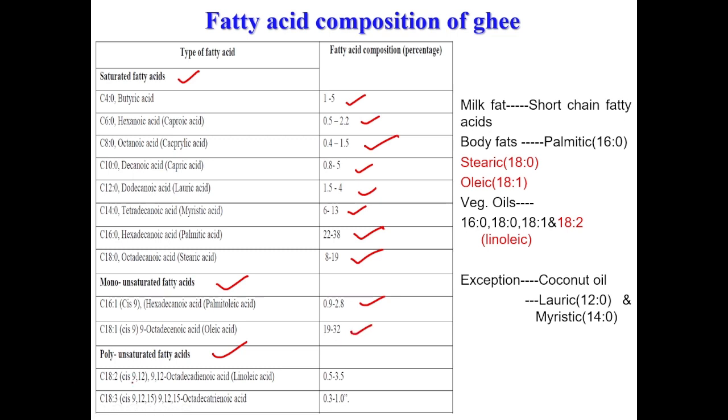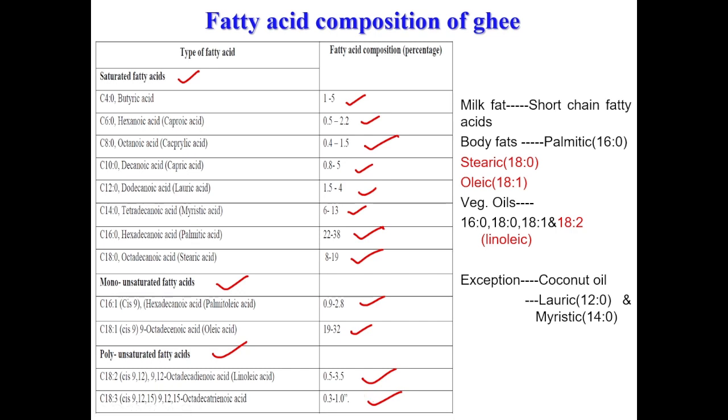Now if you see PUFA, linoleic acid ranges from 0.5 to 3.5, and then C18:3, that is 9, 12, 15 octadecatrienoic acid, should range between 0.3 to 1. So this is the fatty acid composition of ghee as per FSSAI.